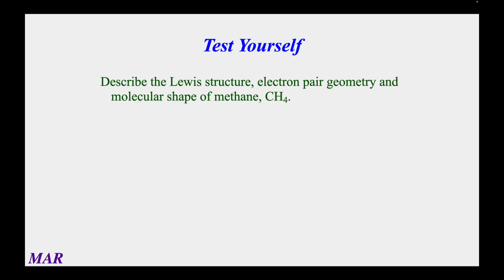Now, I'm going to try and do this kind of quick and dirty here on my iPad. So for CH4, we're going to find the valence electrons. Carbon is 4, hydrogen is 1, and there's 4 of them. So 4 plus 4 is 8 valence electrons, or 4 pairs of electrons in CH4. That's all we have to deal with.